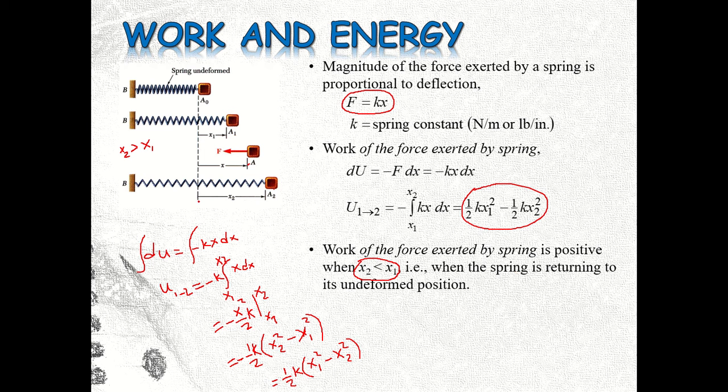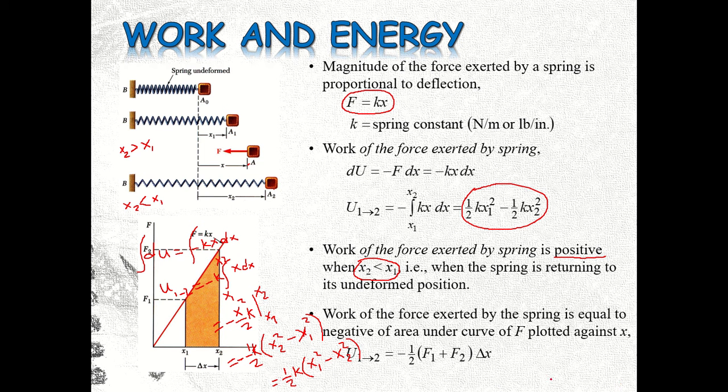But if it happens that x sub 2 is less than x sub 1, then we can expect that the work of force exerted by spring would be positive. Why? Because when you subtract the difference, x1 here would be negative, then you have a negative outside, so that becomes positive. Okay, so that's the concept plus work energy.